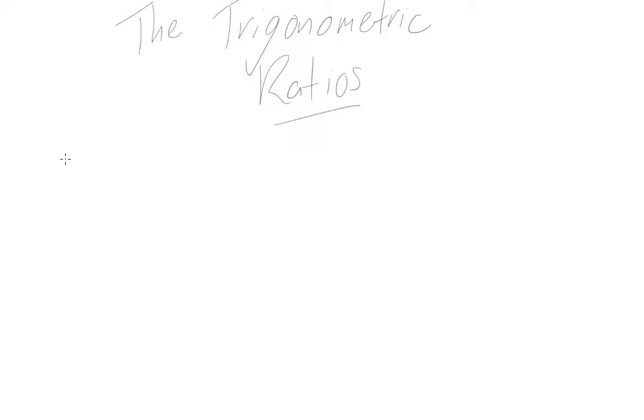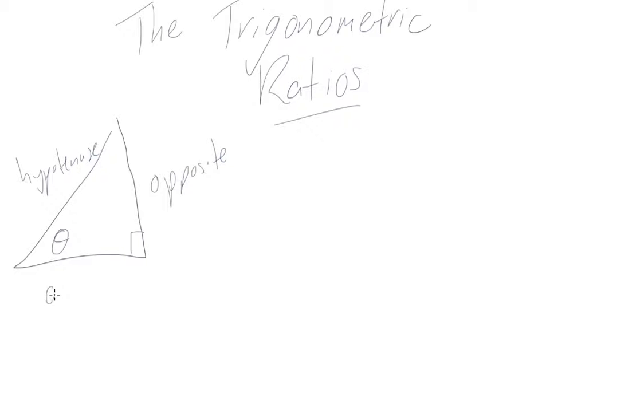You should know for a right-angled triangle, if you have some theta here, you can label your sides. This is the hypotenuse. This is the opposite. And this will be the adjacent here.